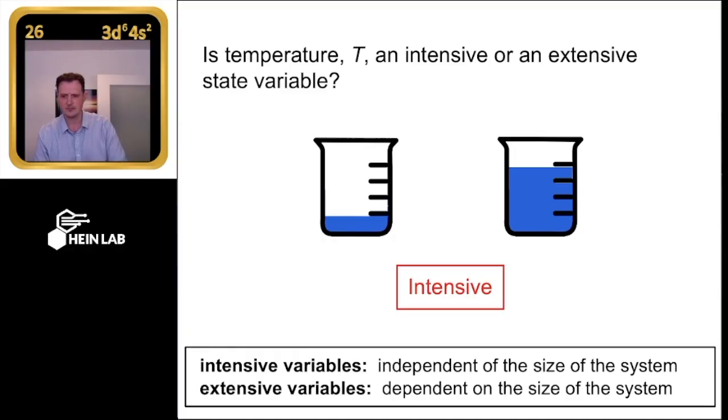Edward. So if the volume of the water is the same, but the temperature is different, then would temperature be an extensive variable? No, those would just be two different systems, right? They're still intensive state variables.